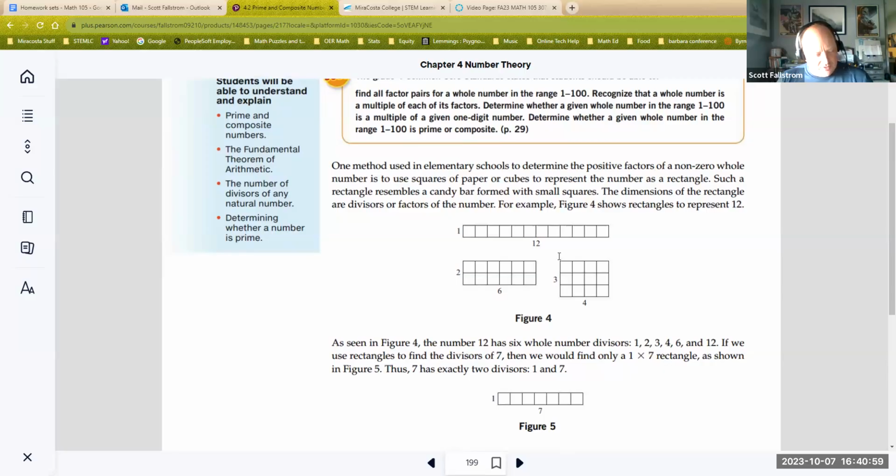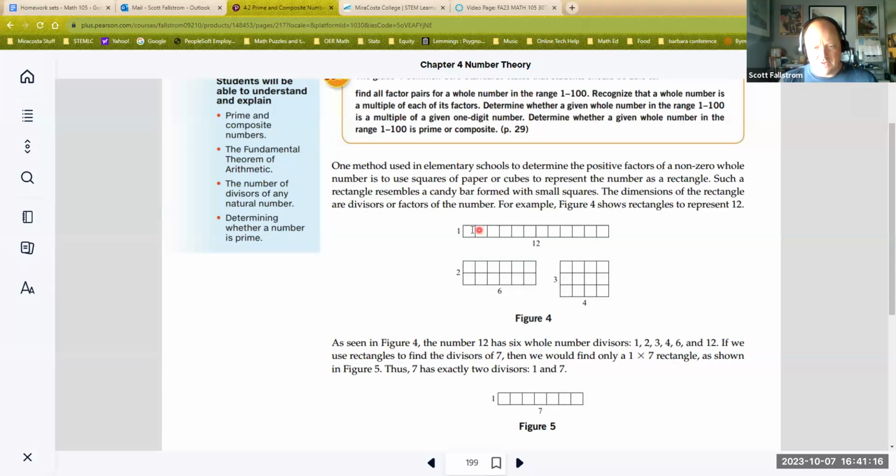So if you took a number, in this case, the example in the book was 12. They took the number 12 and they tried to write it out into however many different rectangles they could make. Now, this uses the area model of multiplication. So anyway, that's kind of the idea.